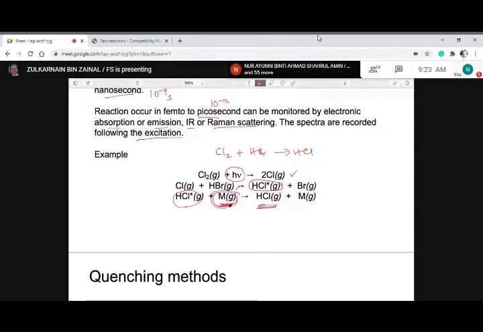Okay, what is M? It depends. M could be another HBr, could be Cl, and so on. Or it could be just another atomic species, atom or molecule that is introduced into the system to absorb the energy from the excited HCl to form HCl gas. And then we get M back into the system.